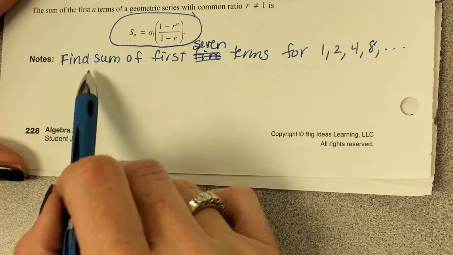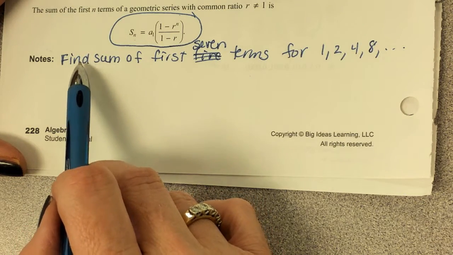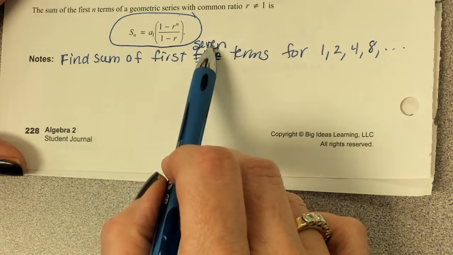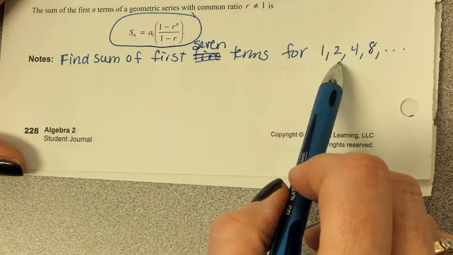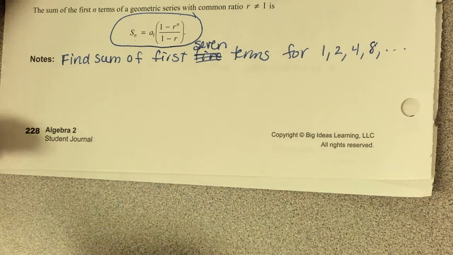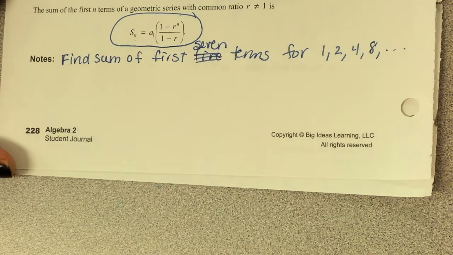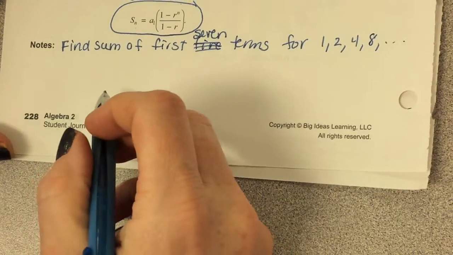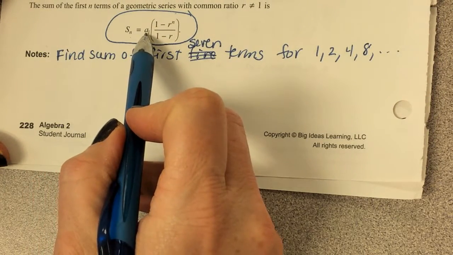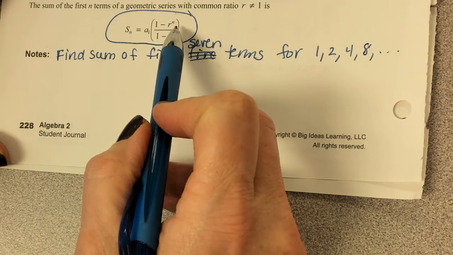So let's look at this first example here. You'll have to write this in. Find the sum of the first 7 terms for this pattern: 1, 2, 4, 8, etc. So if we want to do this, the first thing we want to do is we have to know what a sub 1 is and we have to know what r is to use this formula.